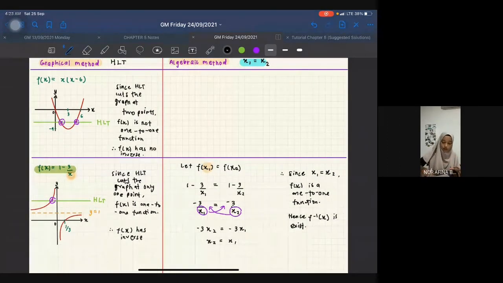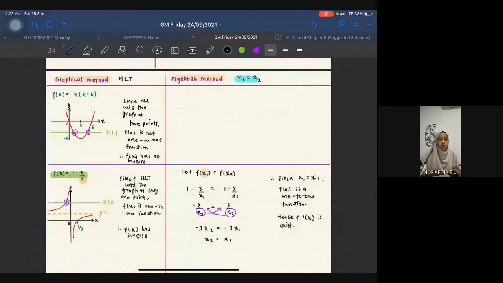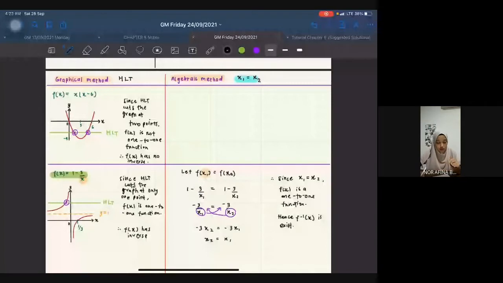So kita dah settle dekat part macam mana kita nak tentukan graph tu dia ada inverse function ataupun tidak. So ada dua cara. The first one is graphical method, and then the second one is algebraic method. So awak kena tahu which method suits you the most. Okay, so kadang-kadang ada certain soalan yang lagi mudah kalau kita guna graphical method. So just draw the HLT saja.